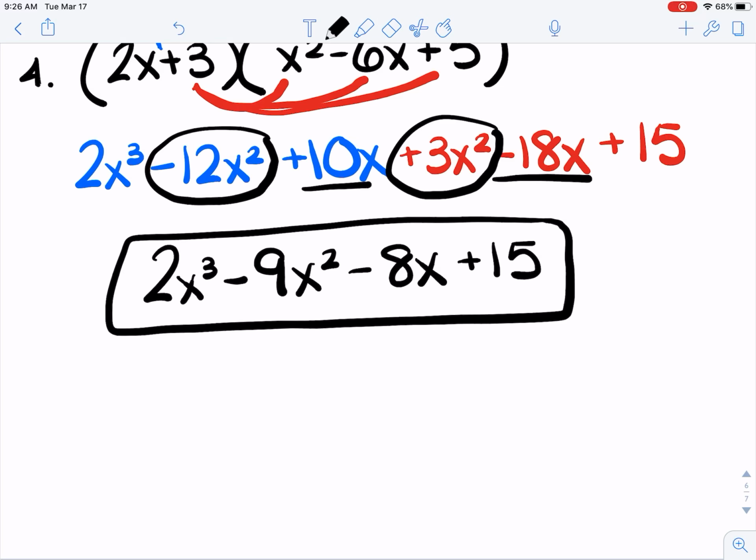Remember, with adding and subtracting, you do not touch the exponents like we did when we were multiplying. We added the exponents. With adding and subtracting, the exponents stay the same.